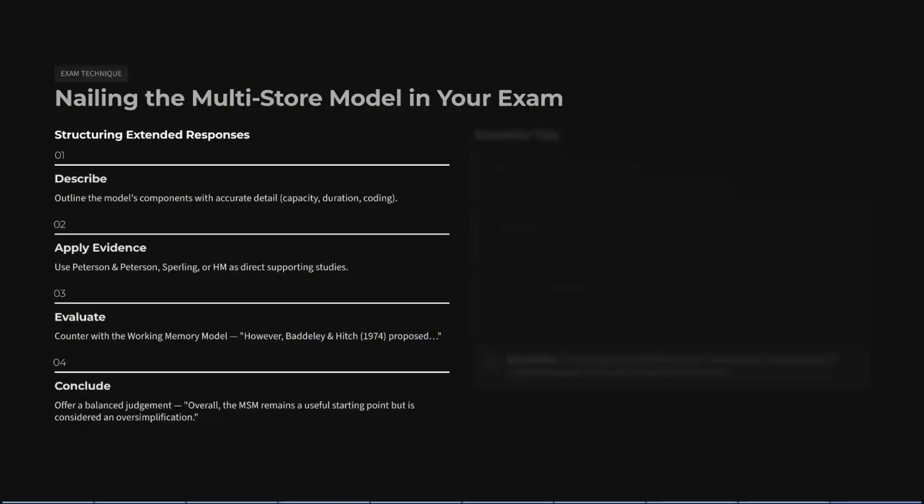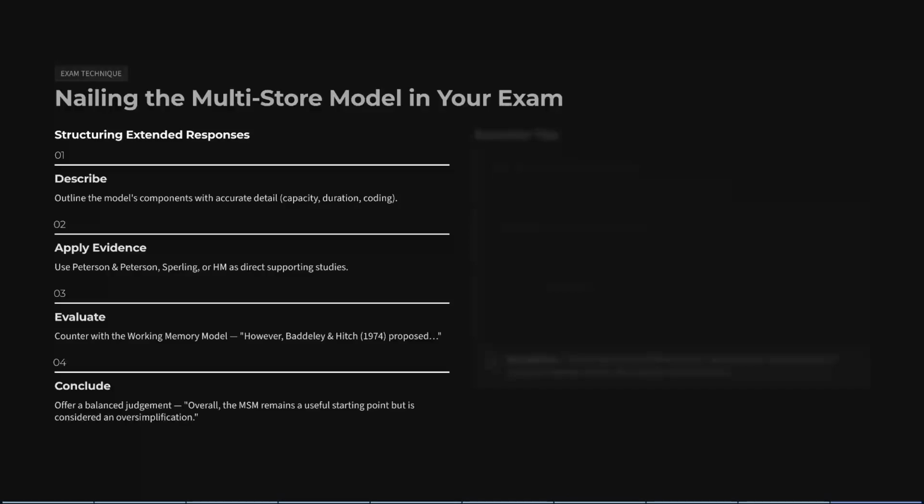So finally, we're going to nail the multi-store model in your exam by breaking it down into 4 steps: describe, apply evidence, evaluate, and conclude. And this is exactly the right structure for any extended response question on memory, regardless of your exam board. So let me walk you through each one with specific guidance for the topic.